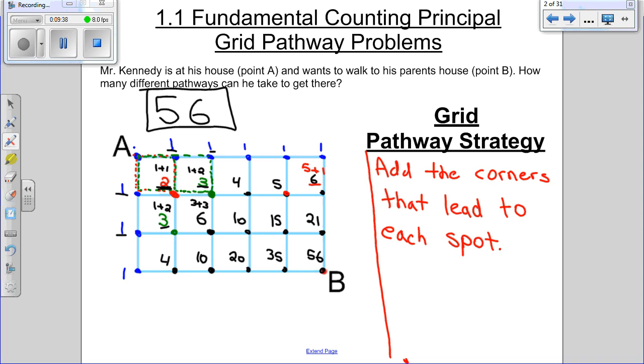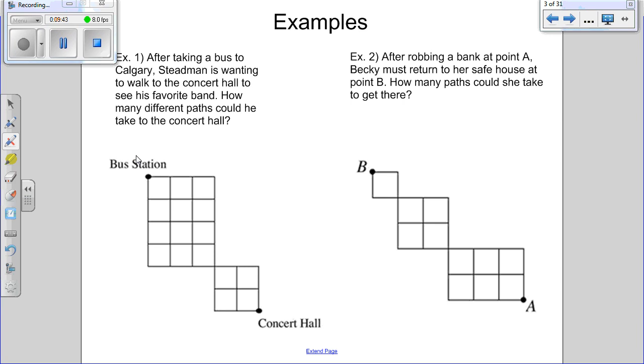Alright. Examples of this. Do one more with you, and do one more on your own. So the first one says, after taking a bus to Calgary, Stedman is wanting to walk to the concert hall to see his favorite band. How many different paths could he take to the concert hall? Here's the bus station. Here's the concert hall.